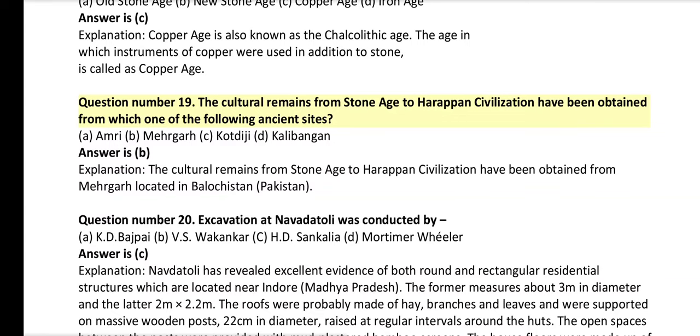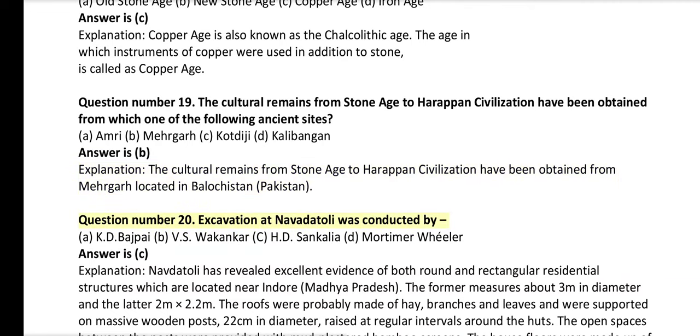Question number 19. The cultural remains from Stone Age to Harappan civilization have been obtained from which one of the following ancient sites? A. Amri. B. Mergarh. C. Kot Diji. D. Kalibangan. Answer is B. Explanation. The cultural remains from Stone Age to Harappan civilization have been obtained from Mergarh located in Balochistan, Pakistan.